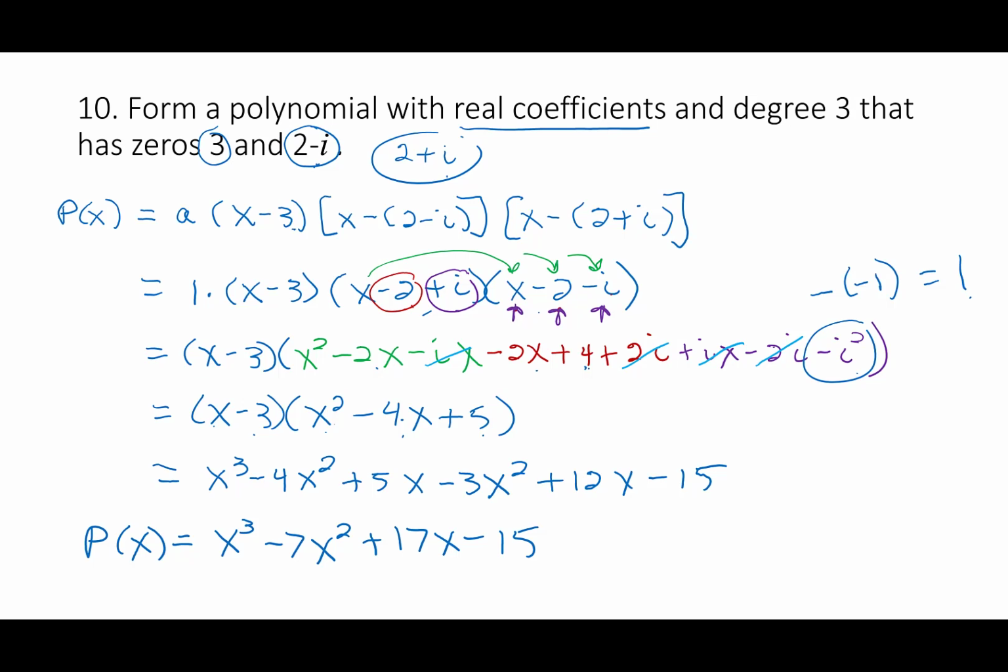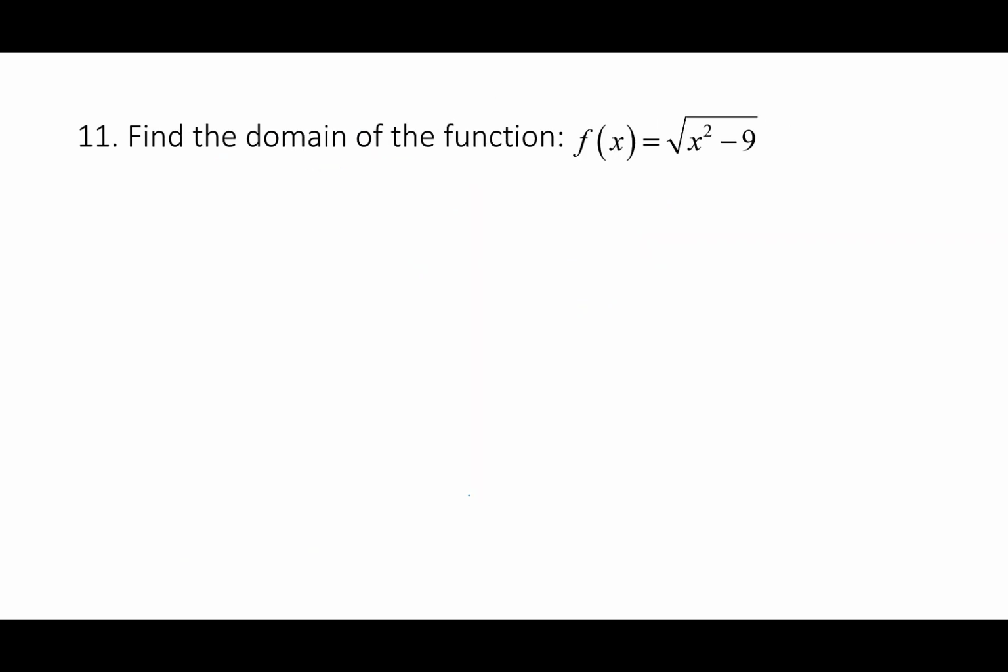It is sometimes easy, depending on how things are going, to make mistakes on these. So it looks good. I think we've got one more problem, and then we'll be good.